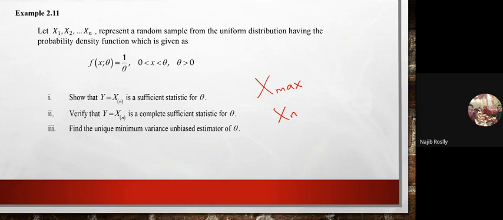So this one, what distribution is this? This is a uniform distribution, 1 over theta. Okay, now you check your range. Your range now is between 0 and theta. Okay, your X depends on the parameter theta. So you want to show that Y equals Xn is a sufficient statistic for theta, and then you want to show that this is a complete sufficient statistic.